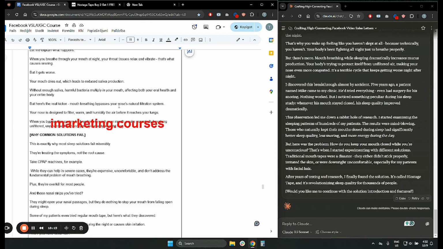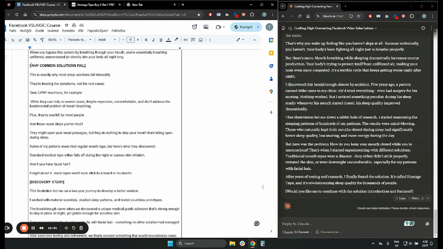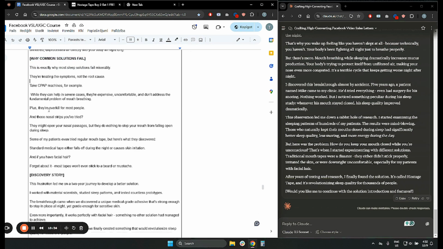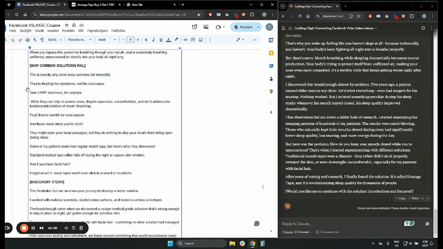Mouth breathing bypasses your nose's natural filtration system. Your nose is designed to filter, warm, and humidify the air before it reaches your lungs. When you bypass the system by breathing through your mouth, you're essentially breathing unfiltered, unprocessed air directly into your body all night long. And then it basically explains why most solutions fail, which is good. You can maybe do some more research, see if there are other common solutions, and add them there.